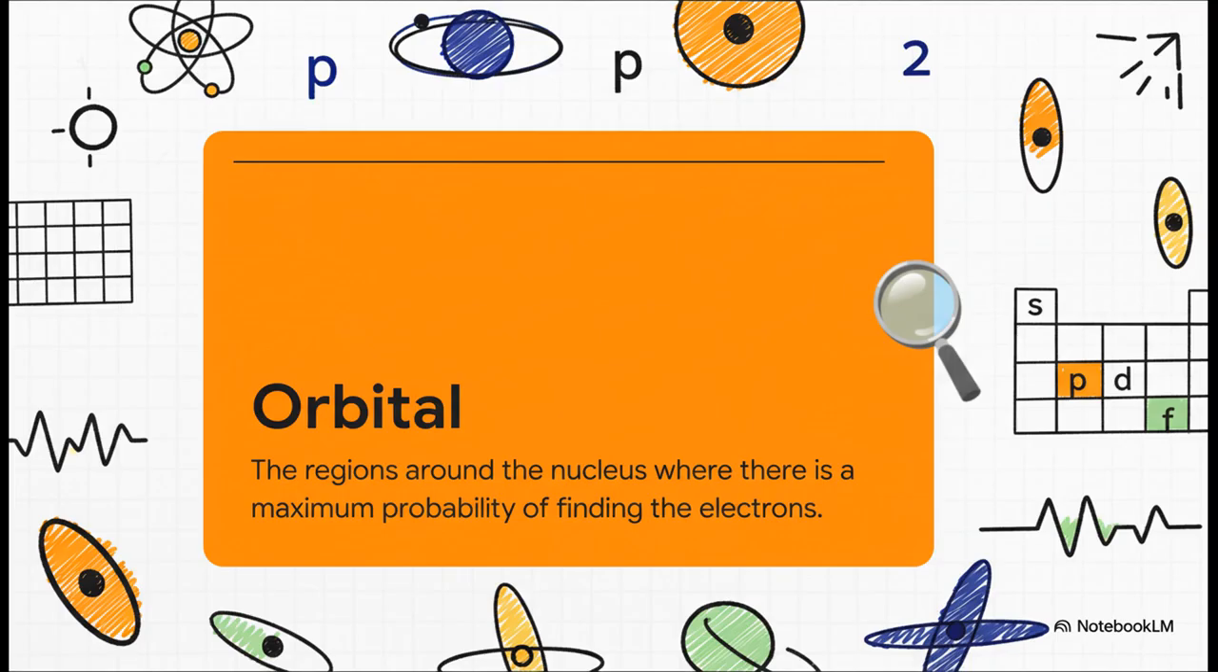An orbital is not a path. It's a 3D shape, a probability cloud. You can think of it as the electron's home base, the zone where it spends most of its time. This idea is the fundamental building block we need.